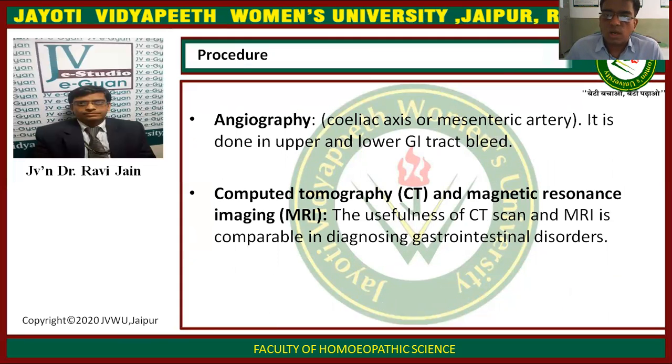Next is the angiography. Angiography is done in the upper GI and the lower GI tract level. There is the celiac axis or the mesenteric artery, which is usually visualized for angiography.